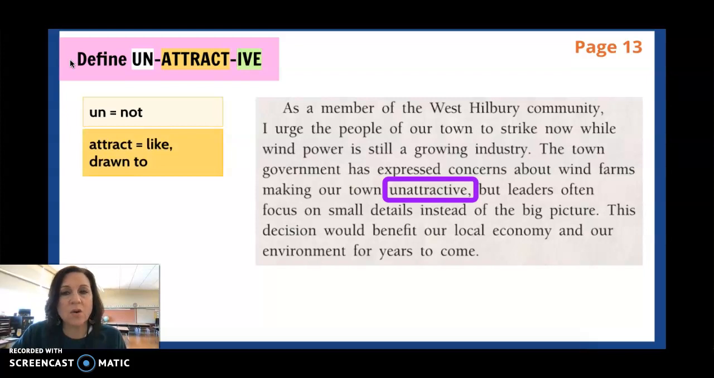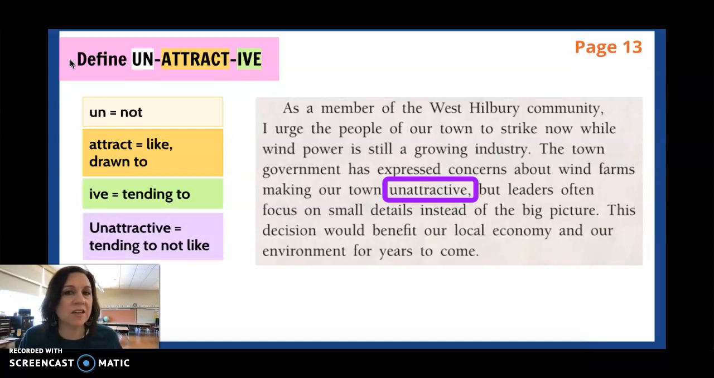Attract means like or drawn to. You're attracting something, you're drawn to something. And then the ive is tending to. So unattractive means tending not to like. You tend not to like something. So it says making our town unattractive, the wind farms. So making it so that people won't like it. All right. Go ahead and write that down if you'd like to in your side part of your mentor text. And let's keep going.